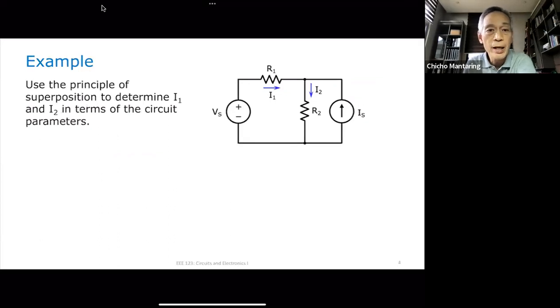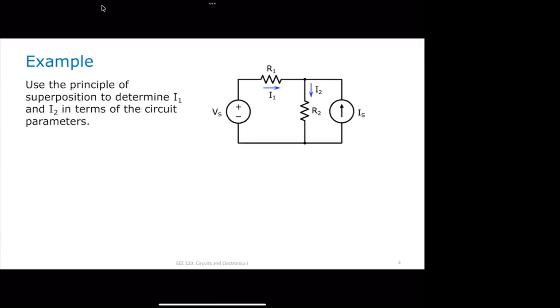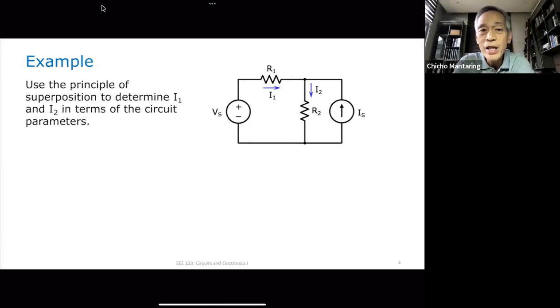So let's jump to an example. Use the principle of superposition to determine I1 and I2 in terms of the circuit parameters. I just want to hear you once in a while, just to make sure that you're following me. So how many independent sources do I have here? How many? Masyadong obvious, ano? Okay, I only have one person that gave an answer. You can shout out your answer. So anong sinasabi ng principle of superposition?